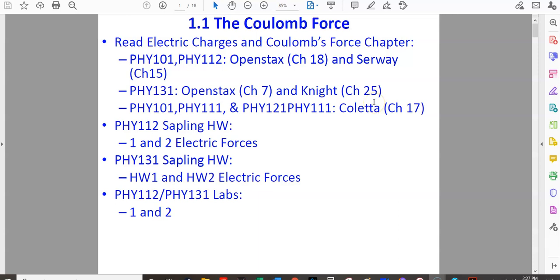Hi everyone, we are now going to be talking about the Coulomb force, and that is the electric force. It's the force that is responsible for attraction and repulsion between like charges and unlike charges.